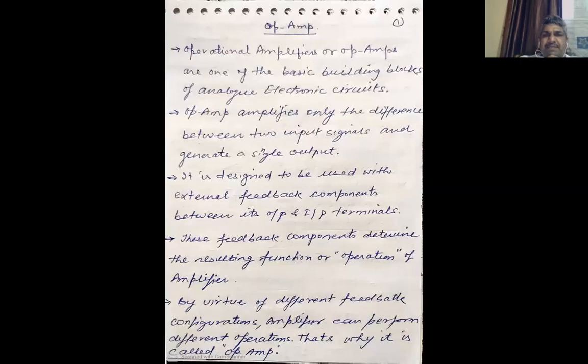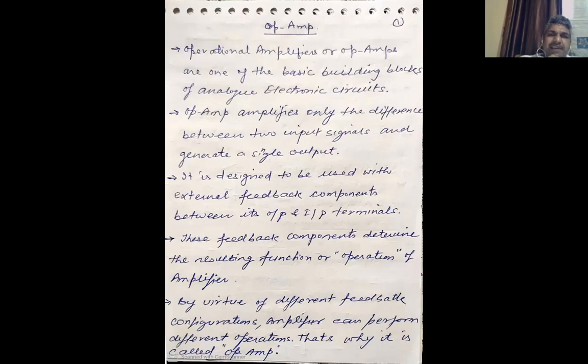Operational amplifiers, or in short op-amps, are one of the basic building blocks of analog electronic circuits. Today, in every field, these operational amplifiers are used in almost all analog electronic circuits. Some of the fields where operational amplifiers are used are communication systems, the medical field, and many more.